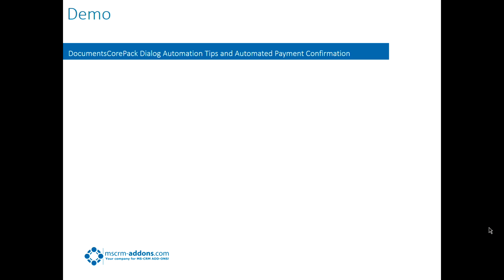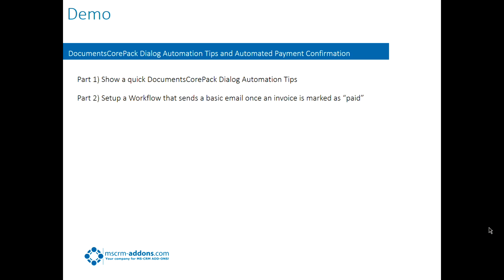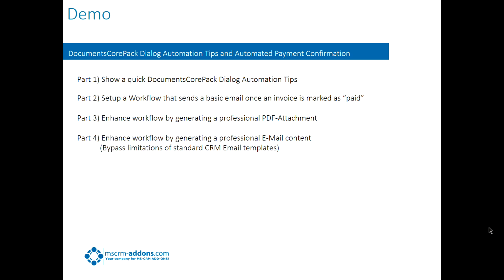In our demo today, we're going to cover some DocumentsCorePack dialogue automation tips, and show you how to do an automatic payment confirmation. We're going to set up a workflow that sends a basic email once an invoice is marked as paid. We'll then enhance that workflow by generating a professional PDF attachment for a professional email we send to our user, letting them know their invoice has been paid. That way we bypass some of the standard CRM email template limitations, such as adding pictures and a few other things.